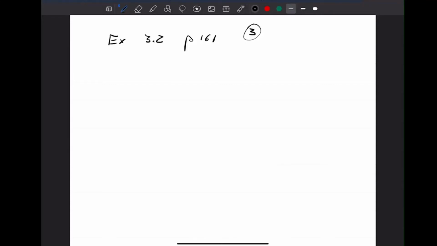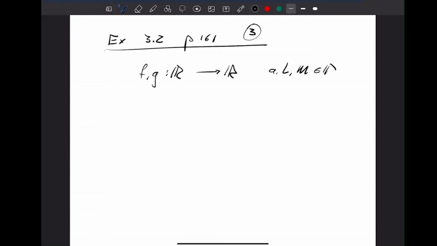Let's take a look at this problem. This is exercise 3.2, page 161, number 3. And this exercise says, let f and g be functions from R to R, and a, L, and m be real numbers, and we assume the following.